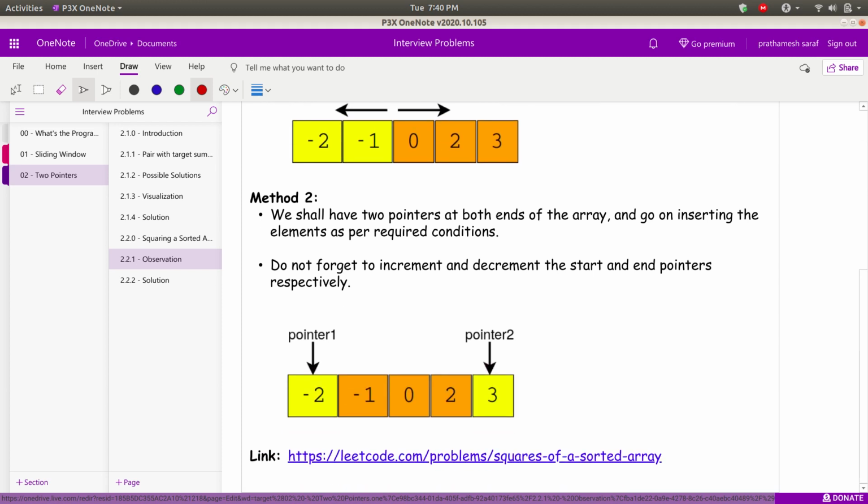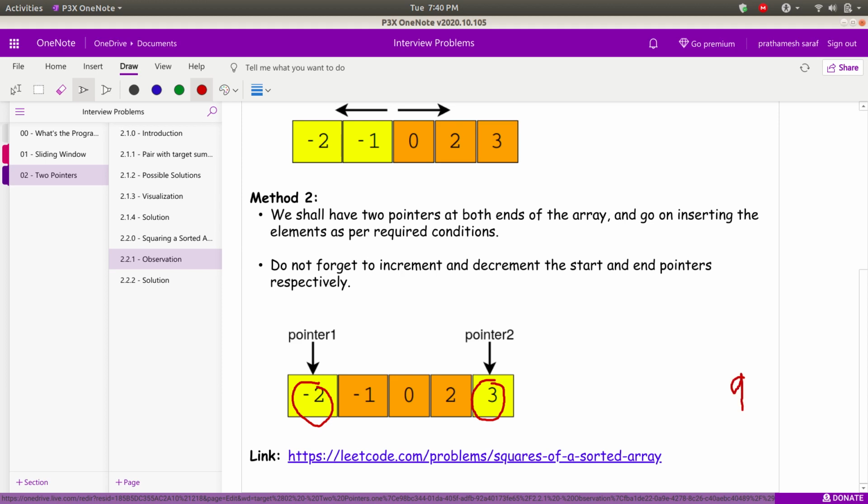What I can do is, since we have two pointers at both ends of the array, you can go on inserting the elements as per the required condition. Now see here, since I have two elements at this array, -2 and 3, I shall compare the absolute value of -2 and the absolute value of 3. Since 3 is greater, I shall take its square and add it here, that is 9.